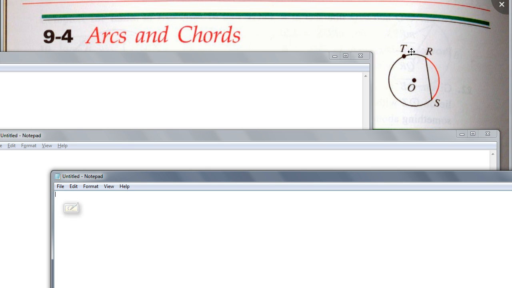Very good. What about then a chord in this case? How about Narek? What do you think? RS. So which one is this, the red part of the circle, or is it the segment RS? Segment is the chord. You guys remember that? Arc is the part of the circle. Chord is the segment that has endpoints on the circle, right?